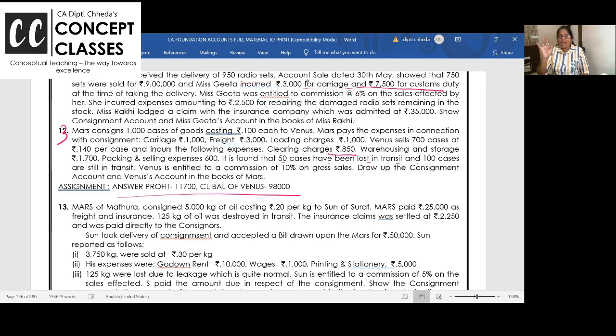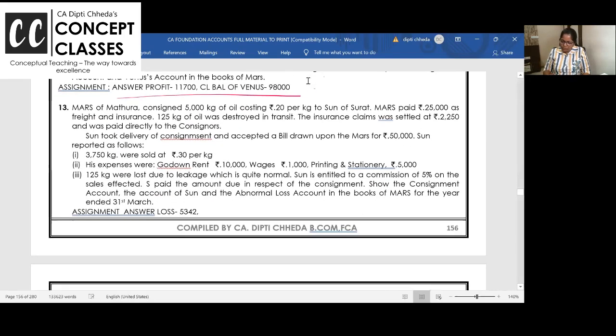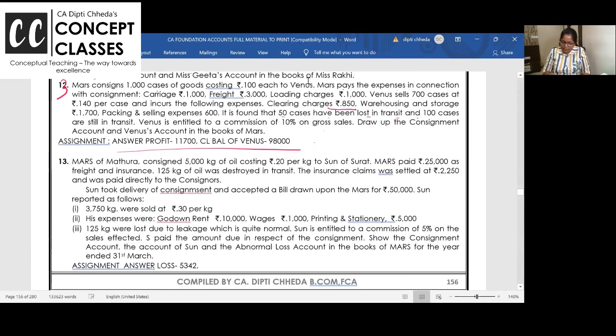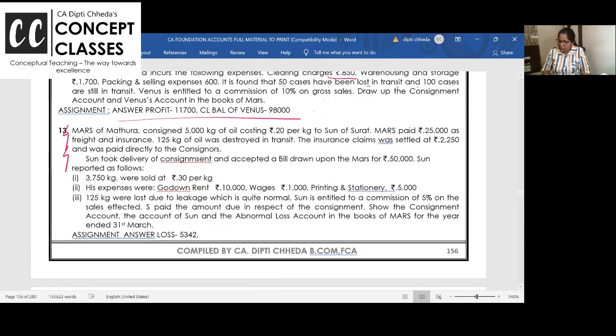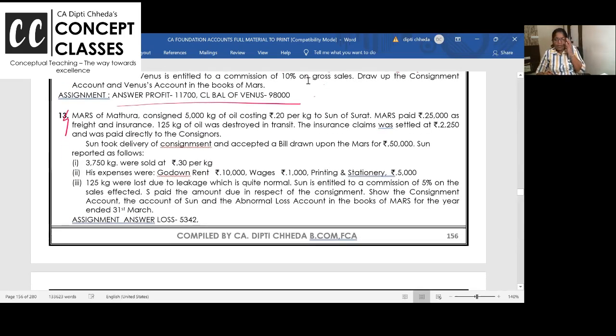100 are still in transit, both you minus. Lost in transit, still in transit, but still in transit will come in the closing stock. Venus is entitled to commission of 10% on sales. Please do it as homework, both these problems. 13th and 14th problem is homework for today.